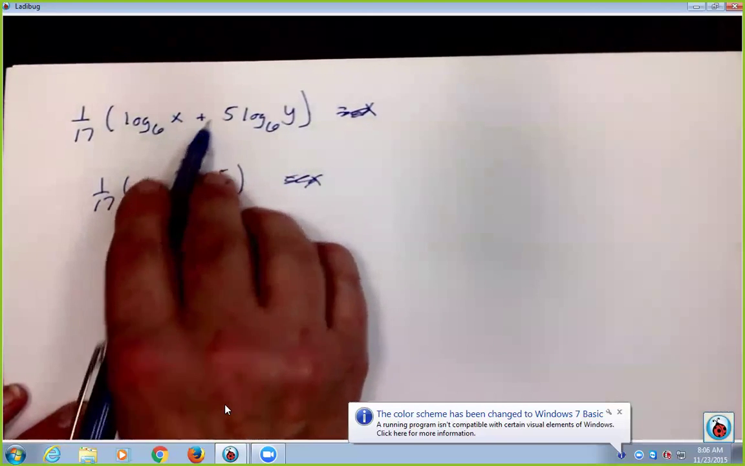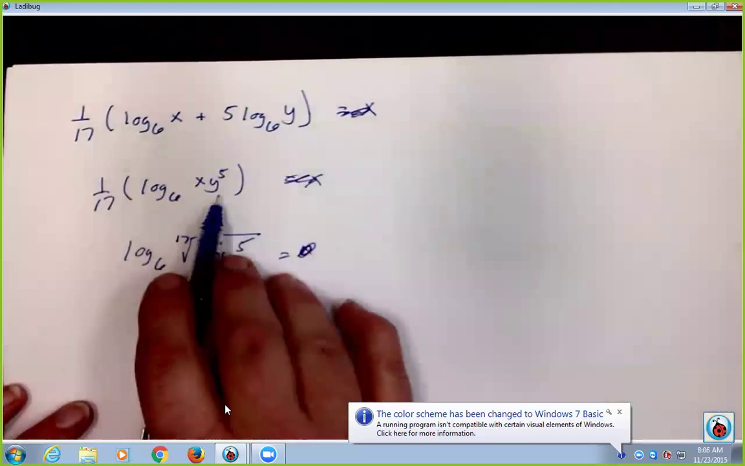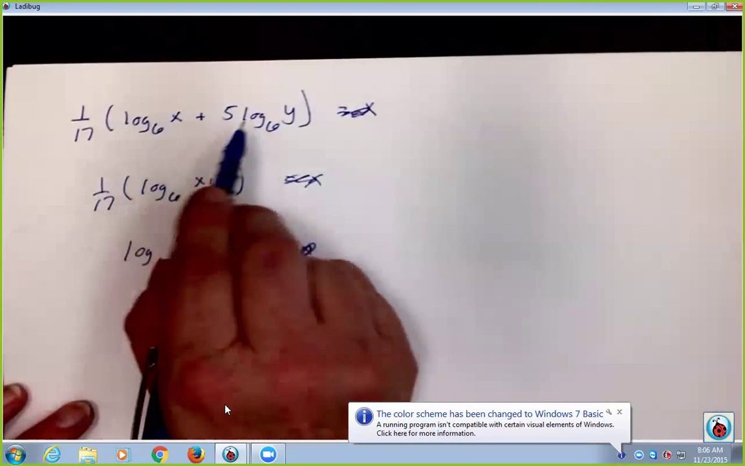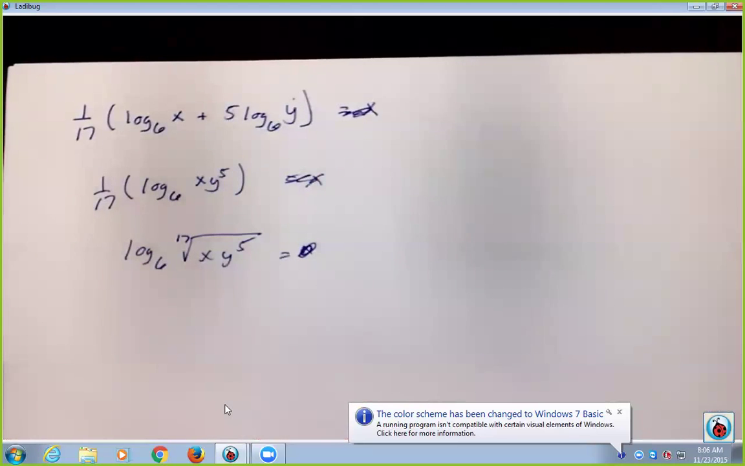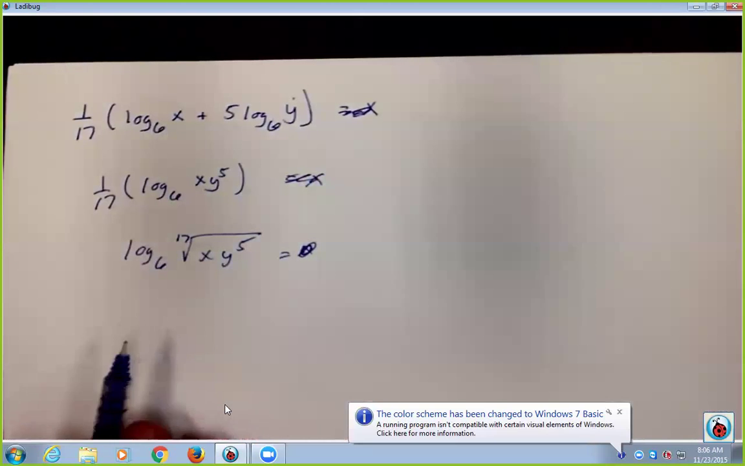So you got a plus, which means they're both multiplications. So then we times back together. The 5 out here in front of the log 6 means that y needs to be raised to the 5th power in order to have that thing work out. So that's what we need to do with those. Okay? That make better sense?